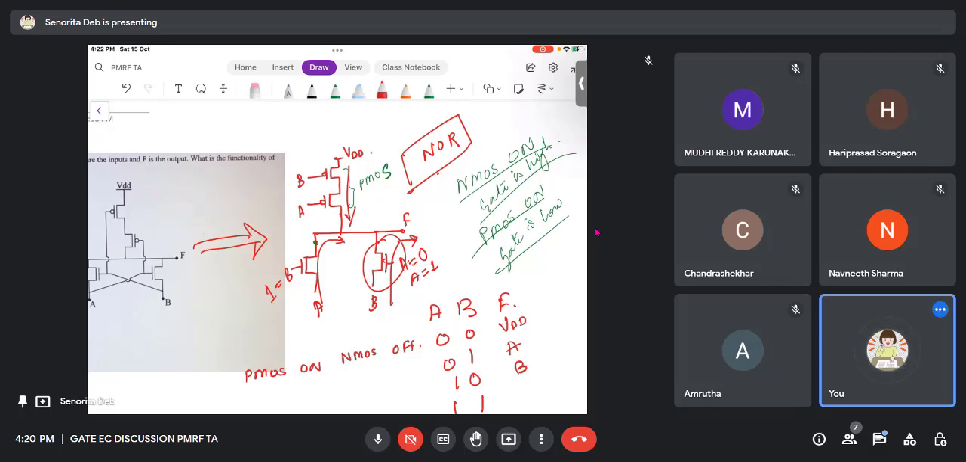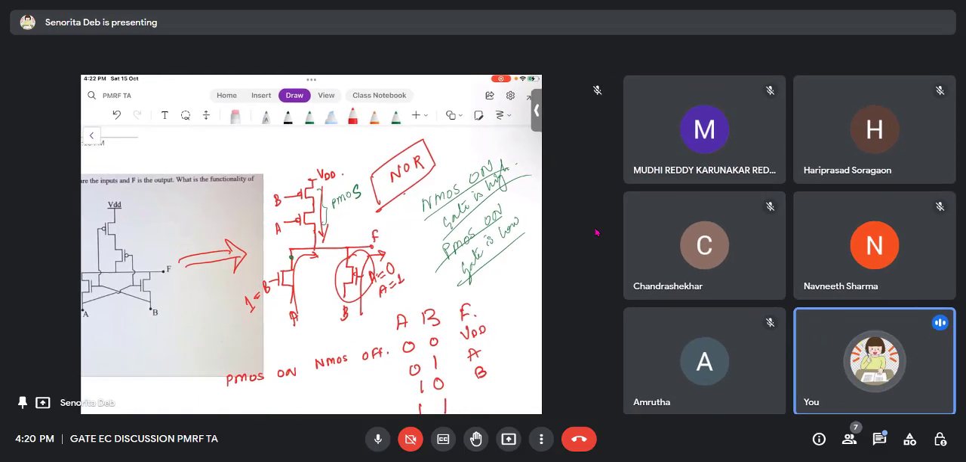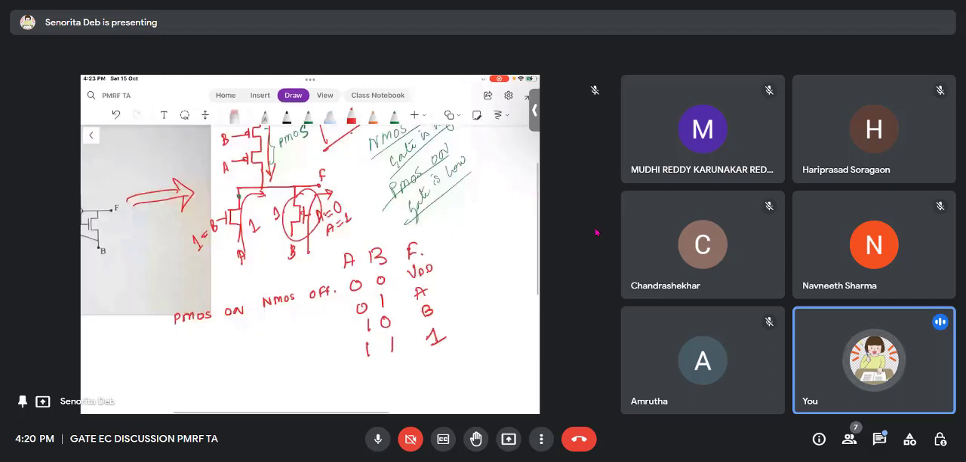Output is 1, right? Output is 1 because both of them are 1. A and B both pass, so output is 1. So now my F is 1, A, B, 1.